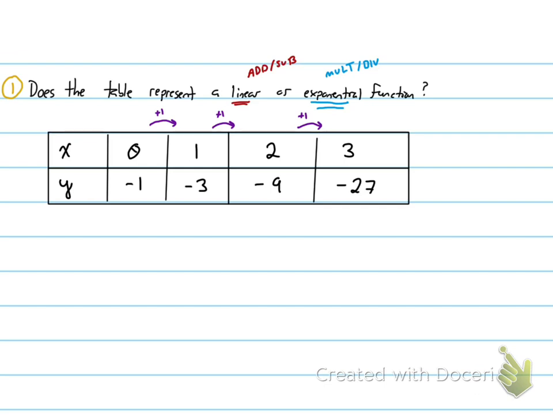And then if I look at my y values, it looks like I subtract 2, but then I subtract 6. So can't be linear. So let's go back to the drawing board. I could also get to -3 by multiplying by 3, and then multiplying by 3 again. So that's my pattern. So this would be an exponential function.